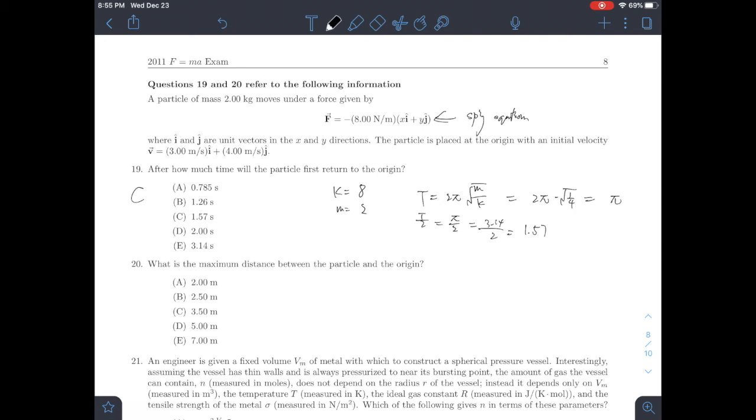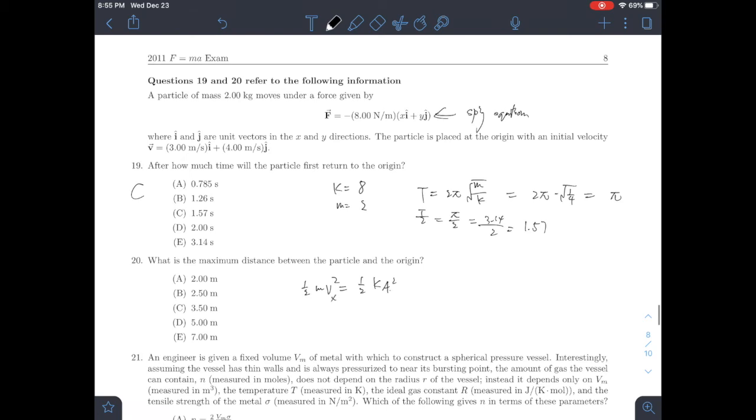So, question number 20. What is the maximum distance between the particle and the origin? Here we want to use conservation of energy to find the maximum displacement in the x and y directions. The maximum displacement in the x direction is equal to ax, and the maximum displacement in the y direction is ay. This is just conservation of energy. Then we solve for ax and ay. Then we use the Pythagorean theorem to find the answer.